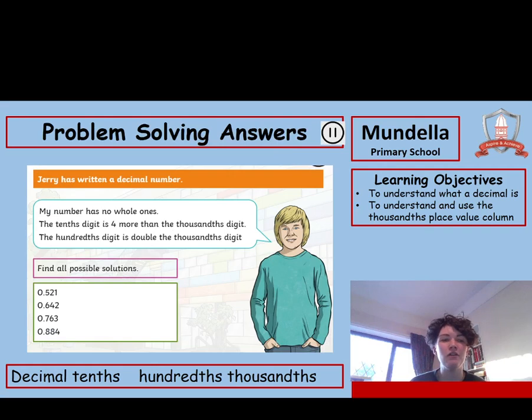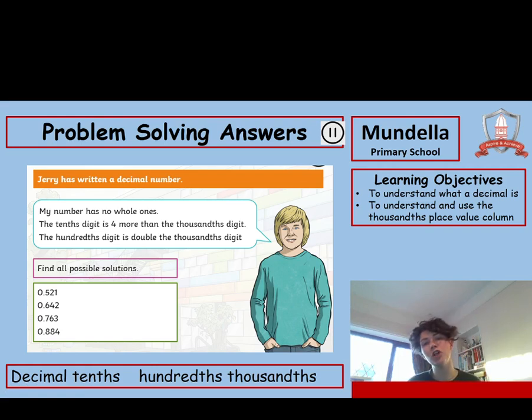Very well done if you got any of these correct. So the possible solutions were 0.521, because as you can see, the tenths digit is 5, the thousandths digit is 1, and the hundredths digit is double the thousandths digit. So that would work, wouldn't it? 0.642 is another possibility that would work, 0.763 and then 0.884. Fantastic if you got any of those correct.